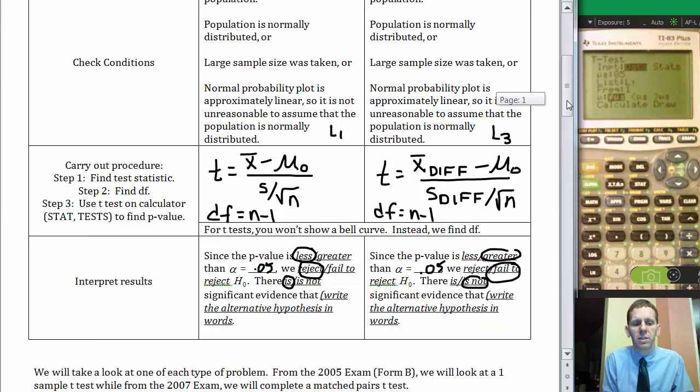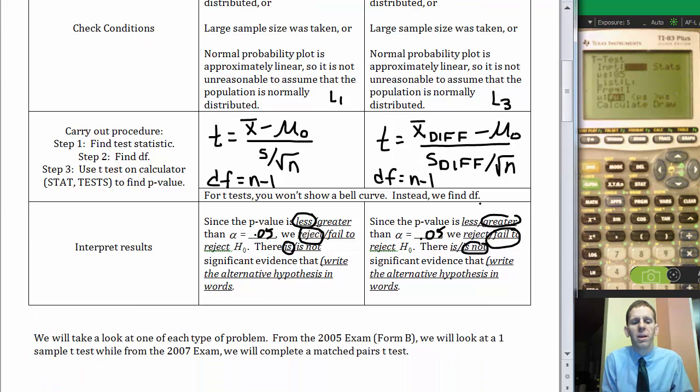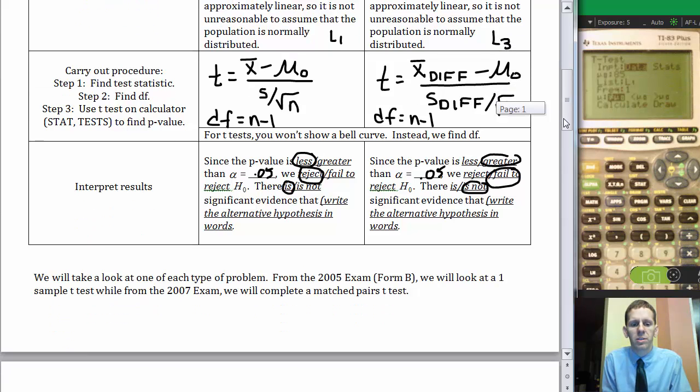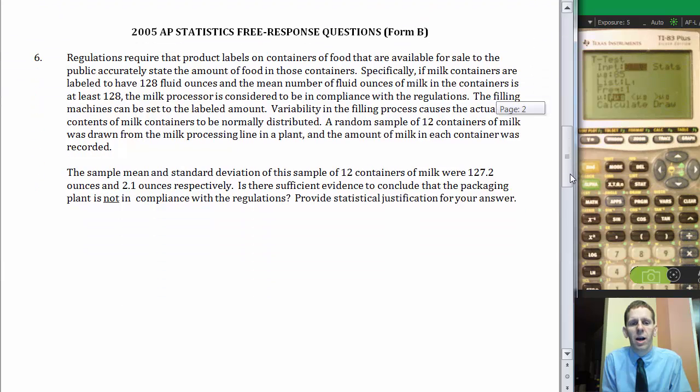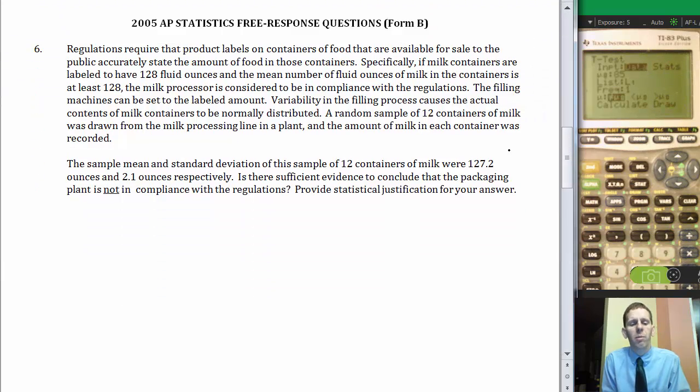We're going to take a look at two examples, one of each type of problem. From the 2005 exam, we're going to look at a one-sample t-test, and from the 2007 exam, a matched pairs t-test. What I'm going to have you do is see if you can work your way through the steps for the 2005 problem. Pause the video, and we'll come back and see if you've answered the problems correctly. Then we'll do the same for the 2007 test.